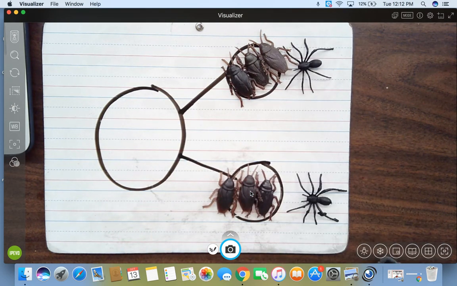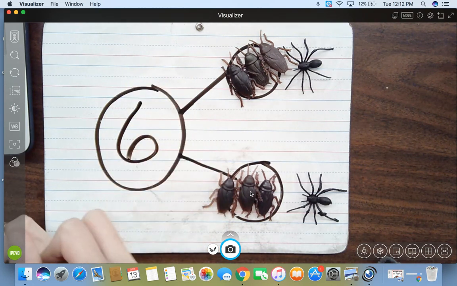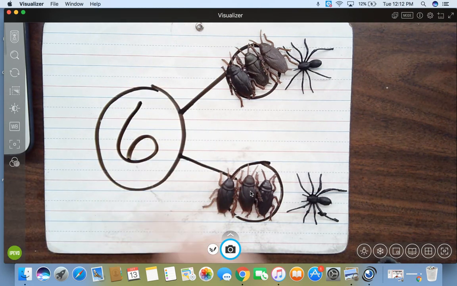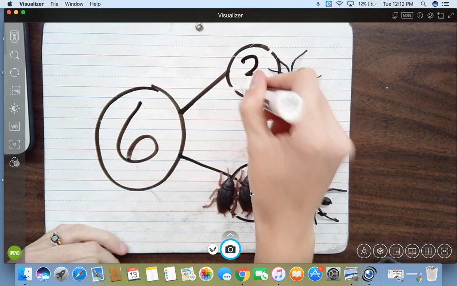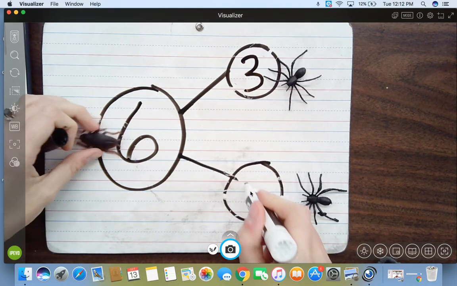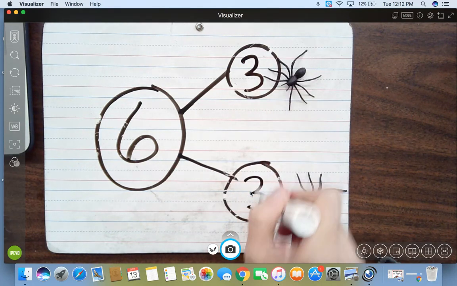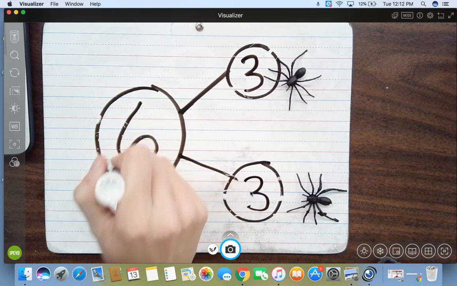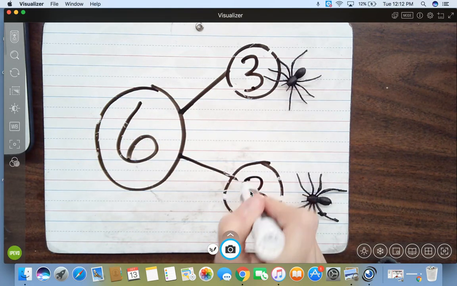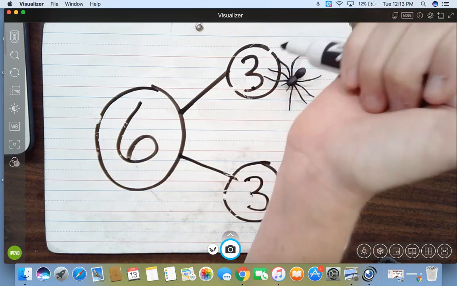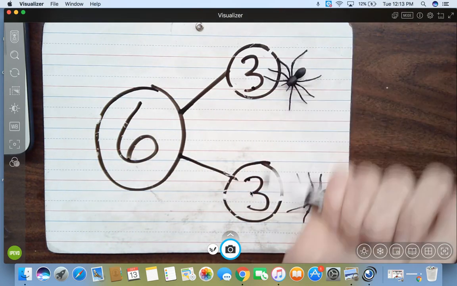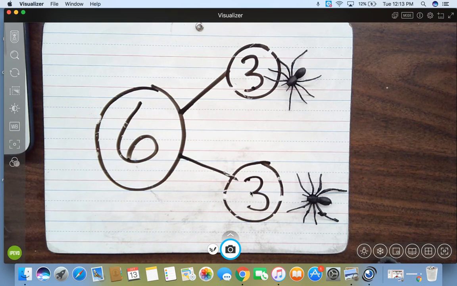Okay, so now it's equal. Our 6 is an even number. It can be divided up equally. How many bugs did each spider get in their web? They got 3. So 2 3s make what? When you put 2 3s together and add them up and count them, they make 6. So these are the parts it takes to make 6, which is the whole. I'm going to say that again. These are the parts it takes to make 6, which is your whole.